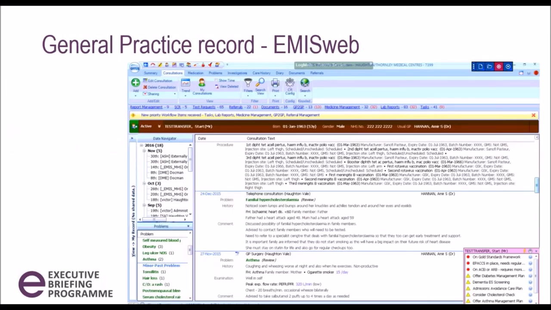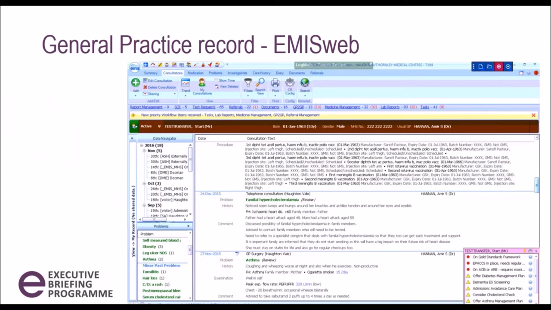But I thought we'd start first with data, because everyone's talking about data and sharing data. I'm not sure if people have actually seen what a GP record looks like. So I thought I'd start with the GP record. It's often seen as the richest source of data that exists in the NHS.